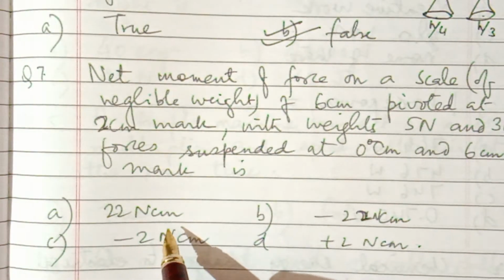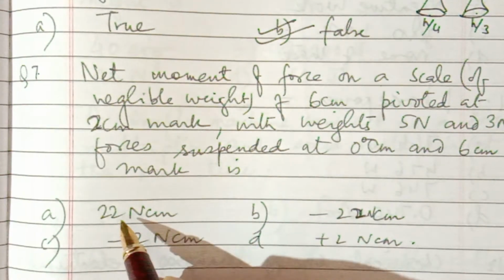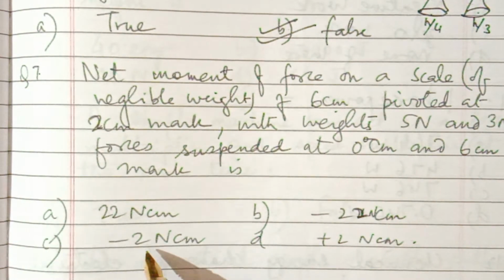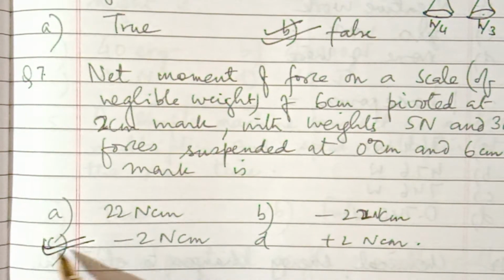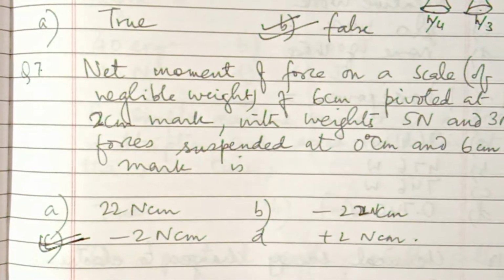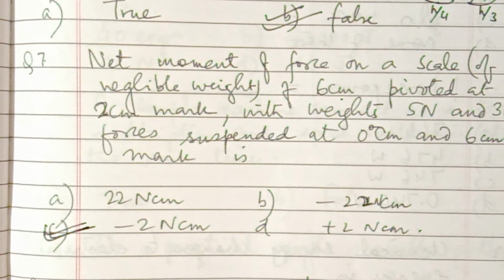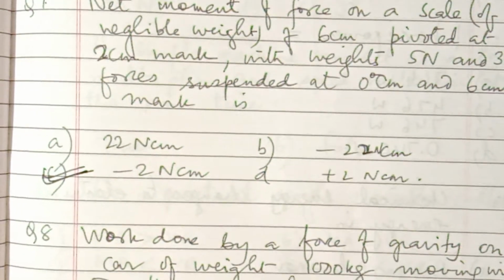22 Newton meter, minus 22 Newton centimeter, minus 2 Newton centimeter, plus 2 Newton centimeter. So we have got, this is the correct. So option C is correct. So clockwise moment negative, anti-clockwise moment positive. Remember this.